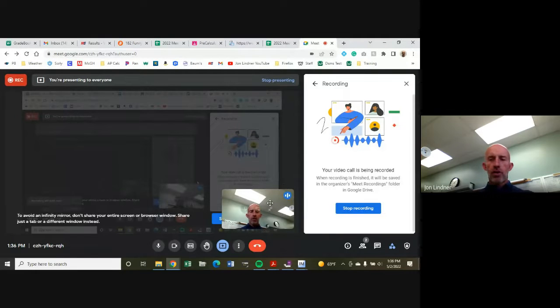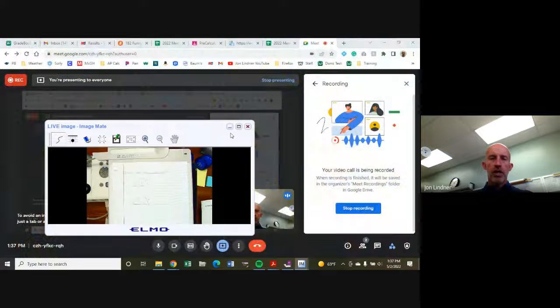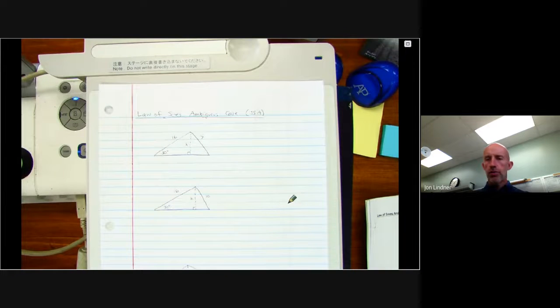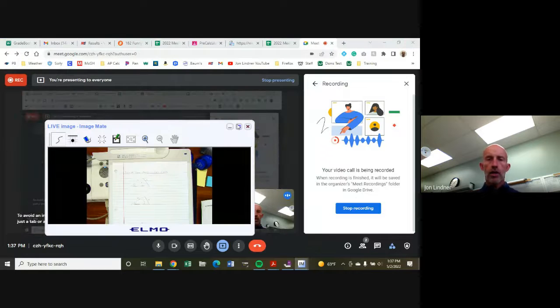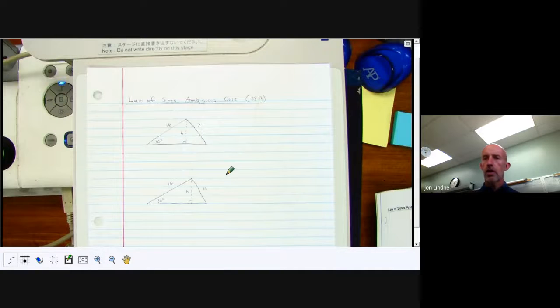Good afternoon, everyone. I want to take a minute to go over the law of sines ambiguous case, which can be confusing at times for people, but I believe we will be able to help clear it up for you. Let me get my screen zoomed in to where you can see this and get a good focus.